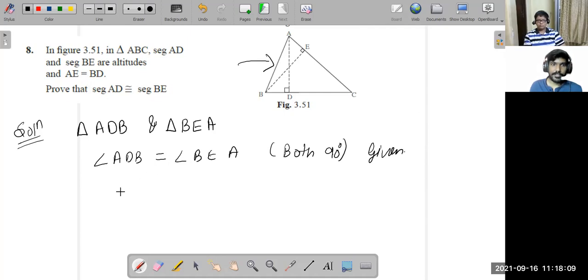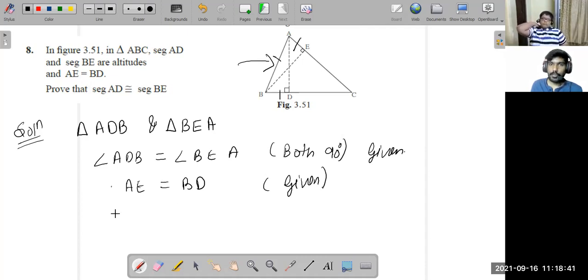Also, it is given in the question AE equal to BD. AE and BD are equal. This is given. Also, if you see in both the triangles, it has one common side. Which is a common side? AB. AB is a common side.